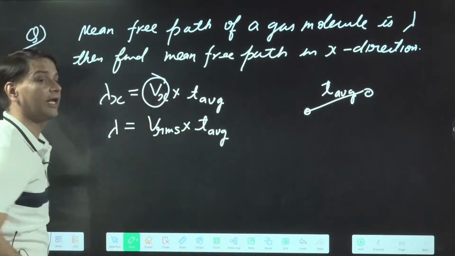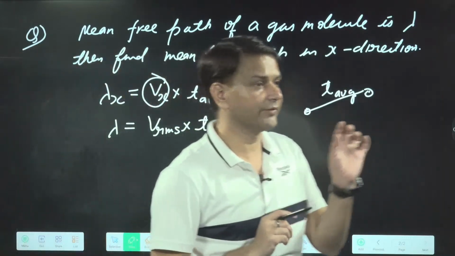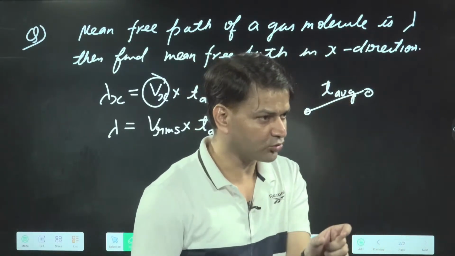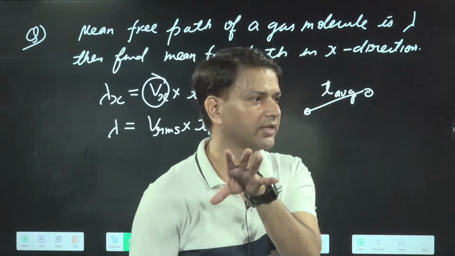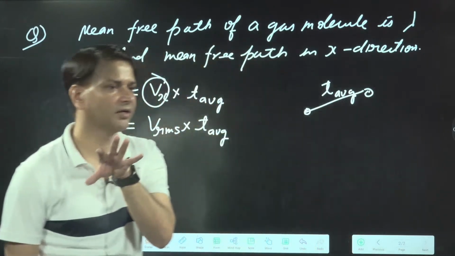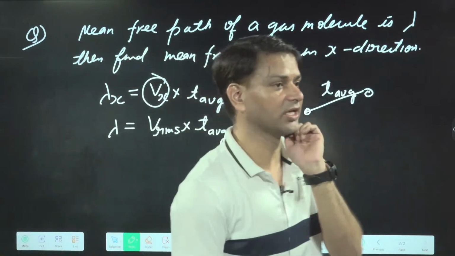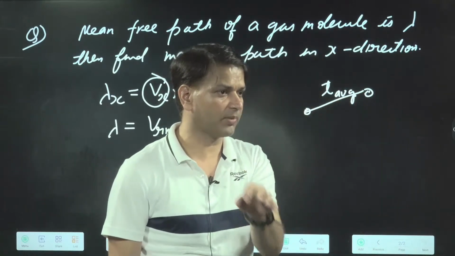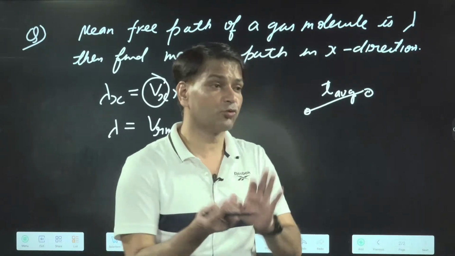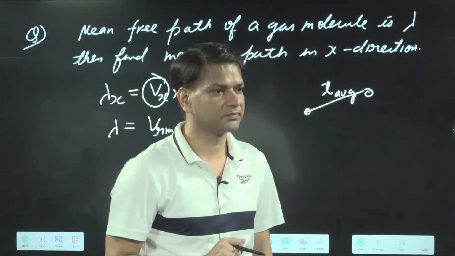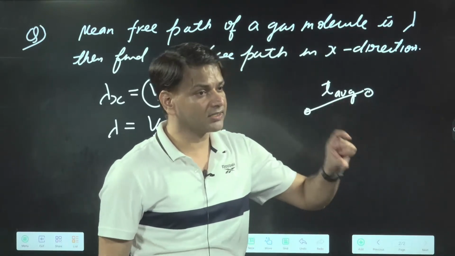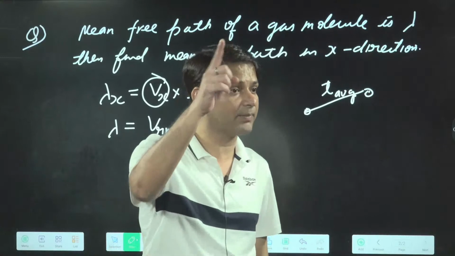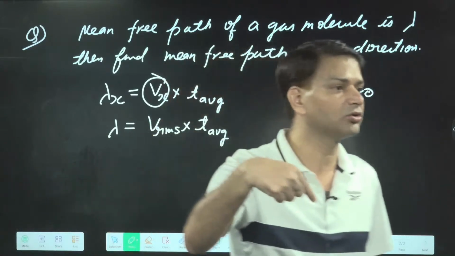Now if you remember in the derivation, I said Vx square bar is equal to Vy square bar is equal to Vz square bar is equal to Vrms square by 3. Remember? Vrms square by 3. So what is the Vx you will get? Vx square bar is Vrms square by 3. So what is the RMS speed in the x direction you will get? Vrms by root 3.